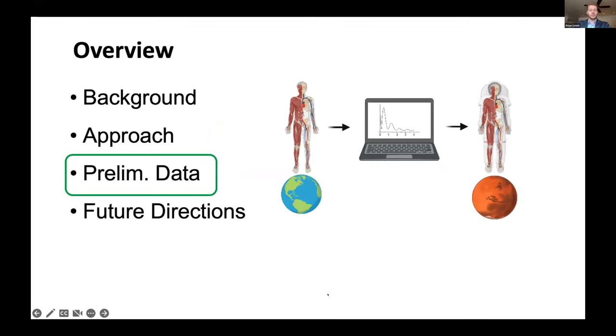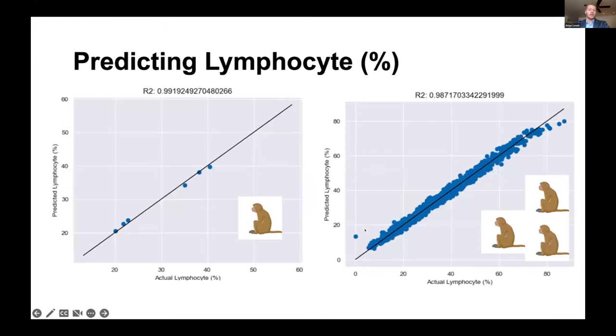Some preliminary data: I predicted lymphocyte counts, which is pretty cool. I chose lymphocyte percentages for these monkeys because it is a biomarker that's responsive to radiation and was one of the only biomarkers that actually showed some differences between the population of monkeys. What we're looking at here is on the y-axis, what the model predicted the lymphocyte percentages to be versus what the actual lymphocyte percentages are.